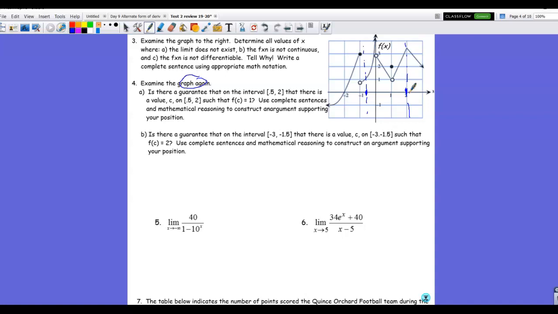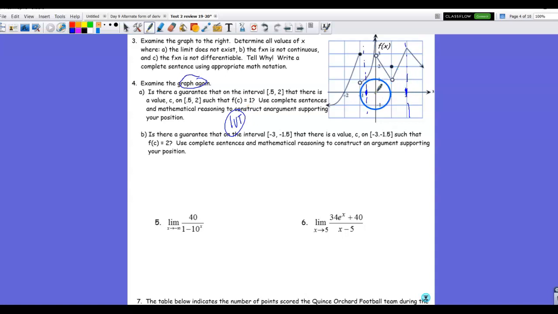Is there a guarantee that on that interval there is a value c on this closed interval such that the y value, notice how I read that. I didn't say f of c is 1 because I just have to understand that f of c is saying a generated y value. Reason being, I now know that I have launched into the intermediate value theorem because it's a question about a y value on a closed interval. Using complete sentences and mathematical reasoning, construct an argument to support your position.